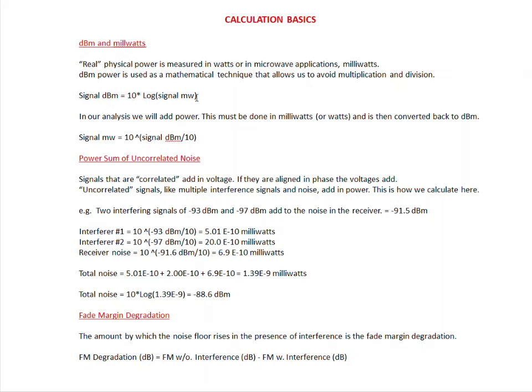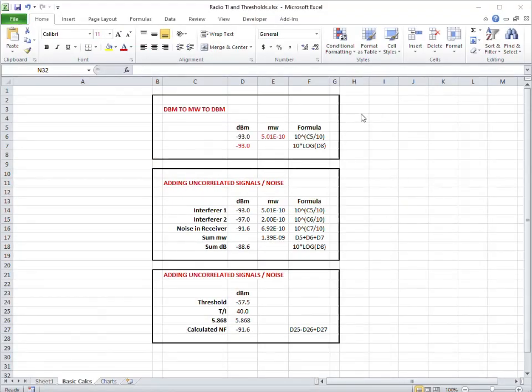There are two formulas that I'm showing you here to go back and forth. If you have milliwatts, you just take 10 times the log of that to get dBm. And if you have dBm, you just do 10 to the power of that dBm over 10 to go back to milliwatts. We're going to use this a lot. Let me just show you in a spreadsheet. In the top box on this spreadsheet here, I have an example with minus 93 dBm, calculating into milliwatts using that little formula, and then back to dBm using the reverse formula. Very, very simple and very useful.